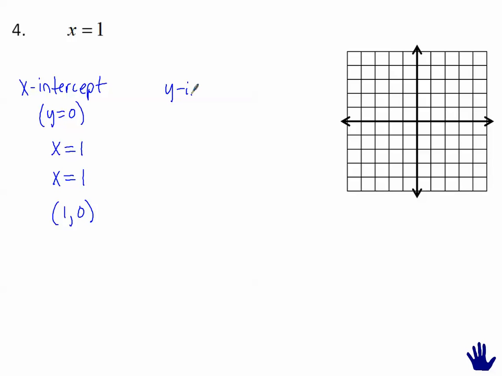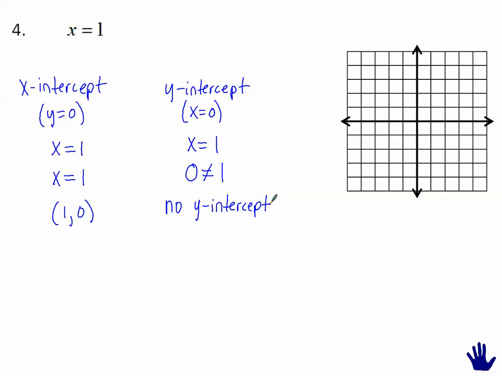My y-intercept, that is where the x equals 0. So I take my equation, x equals 1, and in place of the x, I put 0. 0 equals 1. Well, that's not true either. That's no solution. So therefore, there is no y-intercept. The graph can never cross the y-axis.